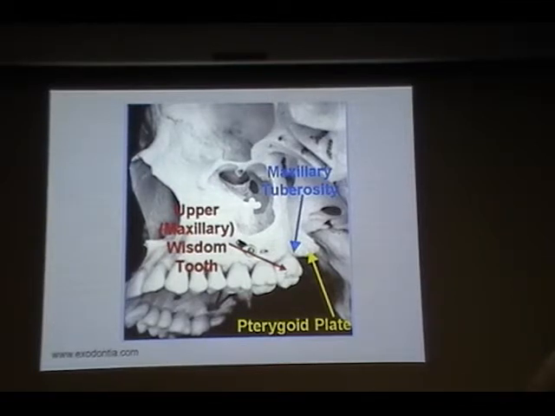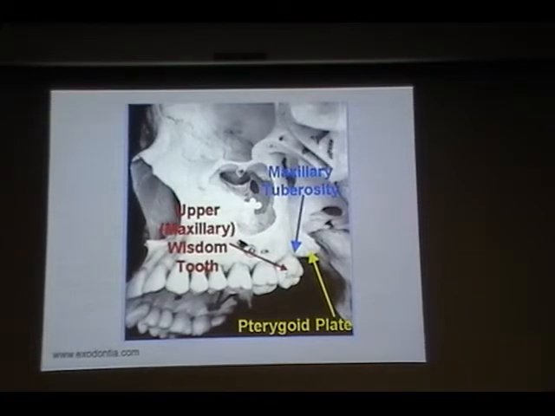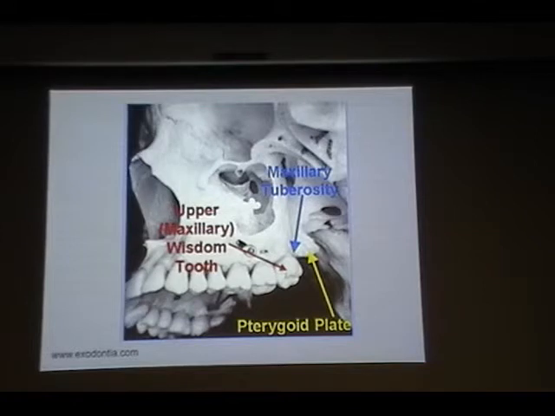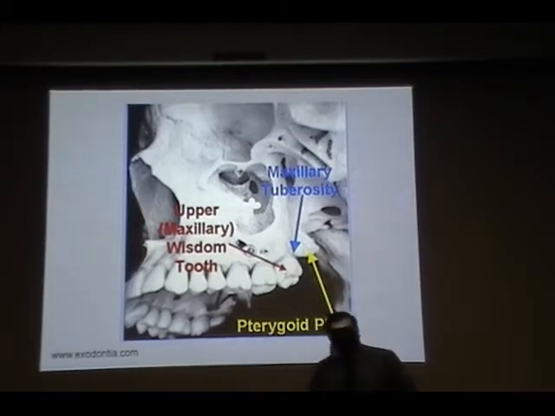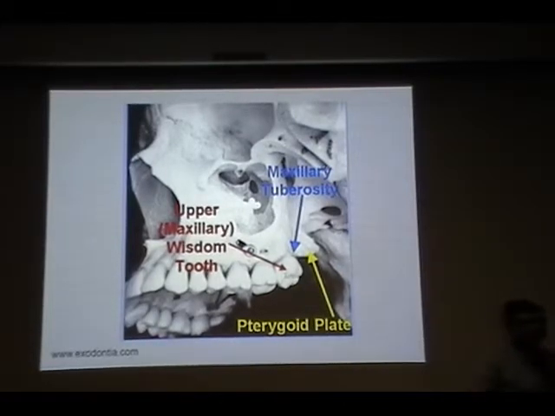Anyways, whenever you are trying to extract a tooth, you have to take into consideration not to fracture the pterygoid plates. Whenever you're trying to extract this third molar, there is a chance that a pterygoid plate may fracture or the hamulus may fracture.